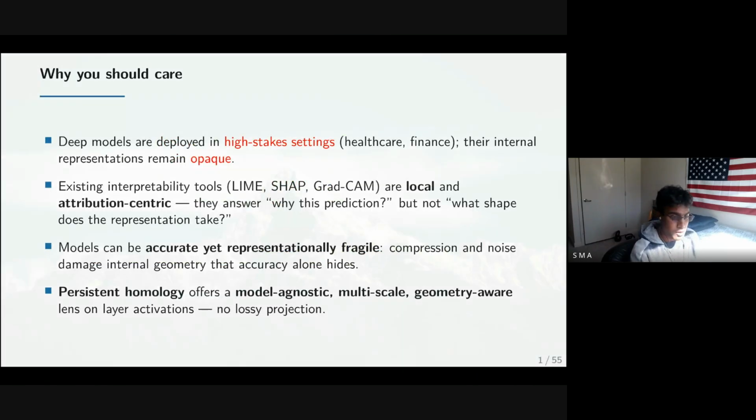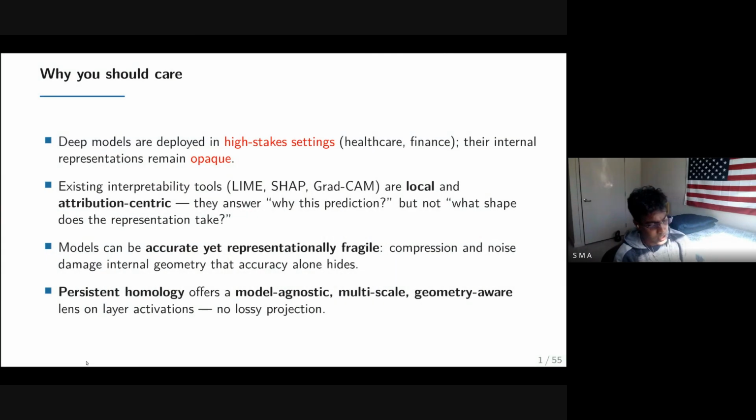And why should we care about this? Because lately, deep learning models are being deployed in high-stakes settings such as healthcare and finance, and they still remain as black boxes. And there are tools which help interpret the local and attribution-centric representations, but they don't answer why this prediction was given, or why the model took a certain route. And that's the reason it's not really interpreting the model. You're still trying to explain it, but it's not really there.